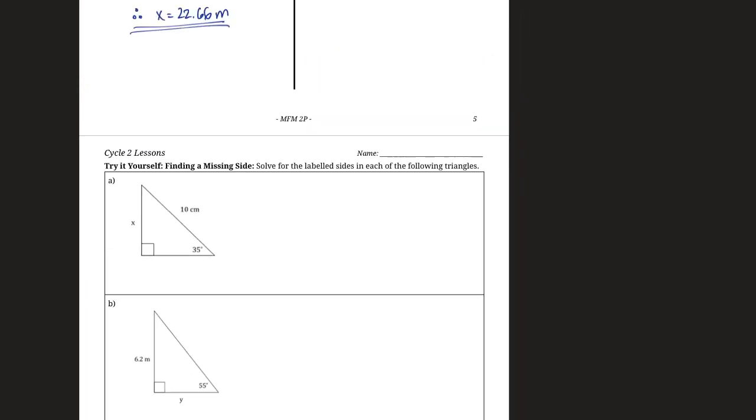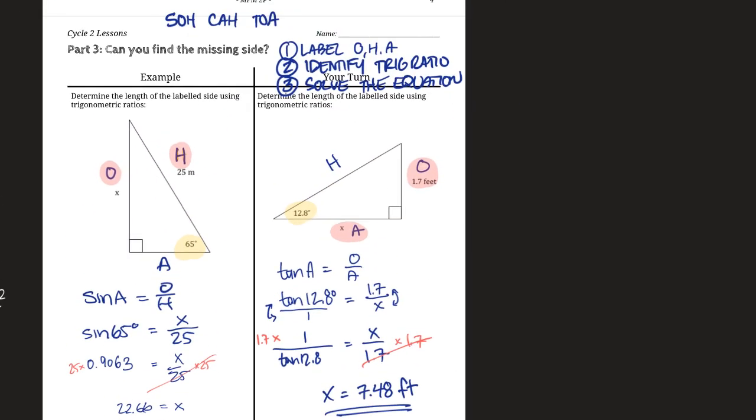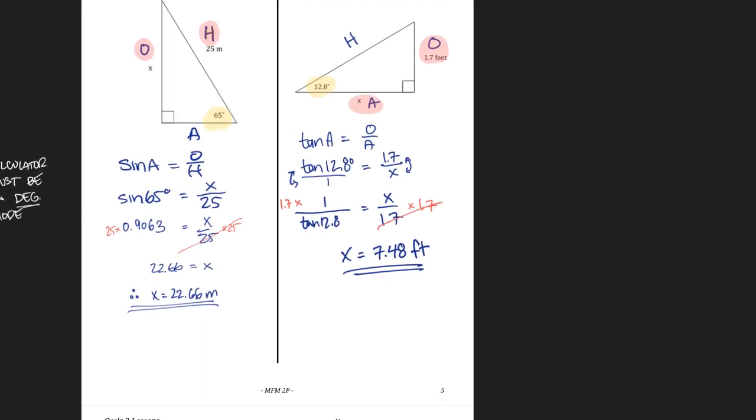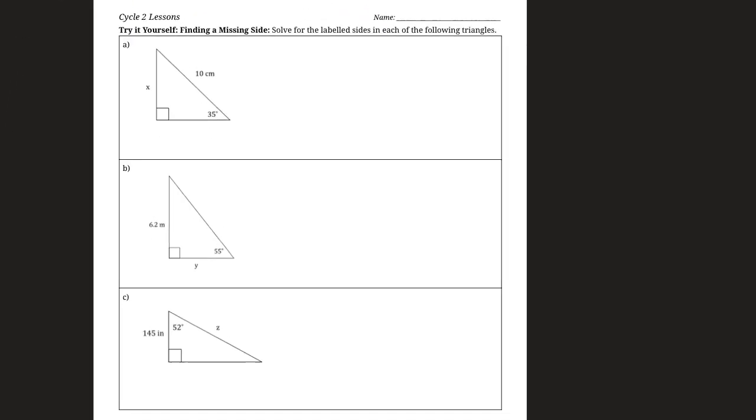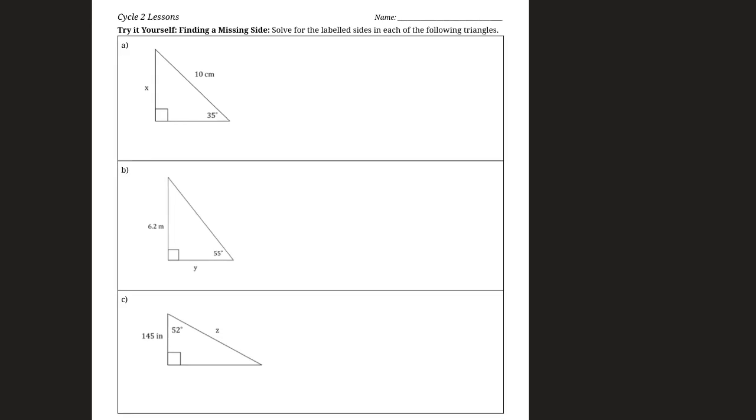But before you do that, always remember the steps. Number 1, identify the opposite, hypotenuse and adjacent. Number 2, identify the correct trig ratio, and then you can plug in the numbers. And part 3 is just solve the equation. Okay? So pause the video here. Try these 3 questions. When you're done, unpause it to see the solutions.